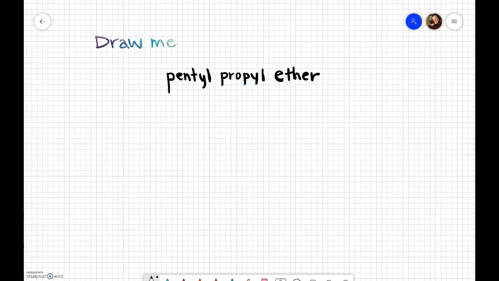Okay, the first thing that I notice in this one is that I have an ether, and I know an ether has an O, R, R prime, and that R and R prime are the pentyl and the propyl. Notice that these are in alphabetical order, so PE versus PR. So we always have our ethers in alphabetical order, like so many other things in organic naming.